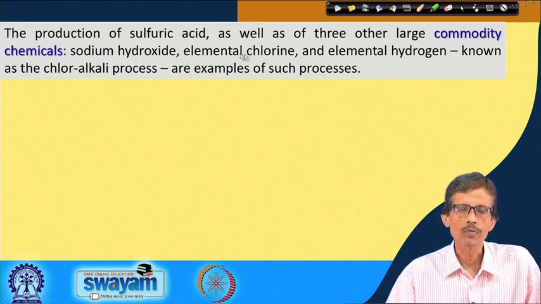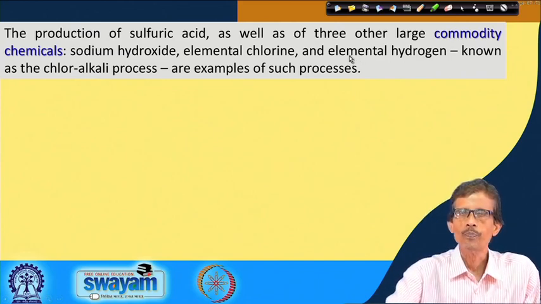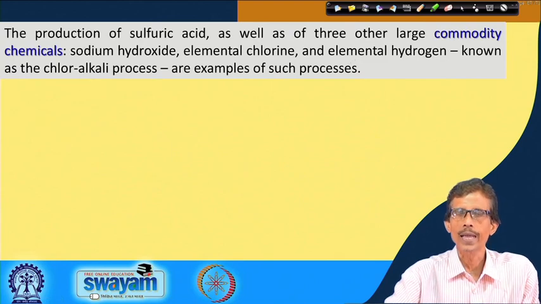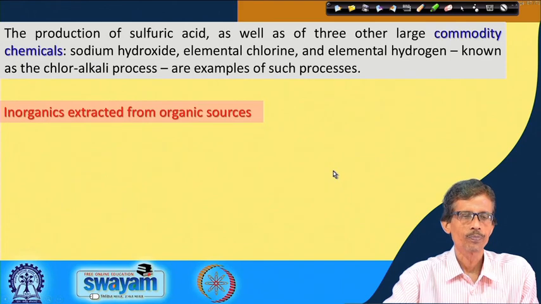So, take the production of elemental chlorine or elemental hydrogen. Elemental hydrogen production immediately tells us that we can get H2, hydrogen gas, which is a very useful material nowadays for industrial purposes, from H2O, that means water. Similarly, we can get elemental chlorine from sea water or ocean water, which is a huge source of chloride ions along with sodium ions as sodium chloride.